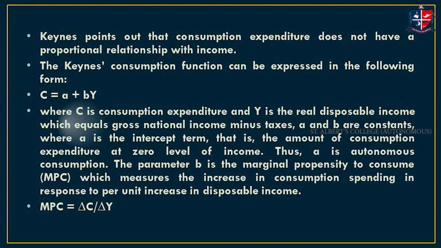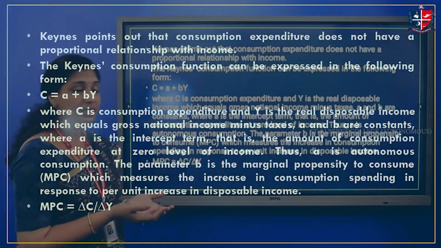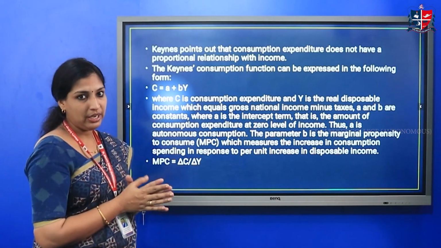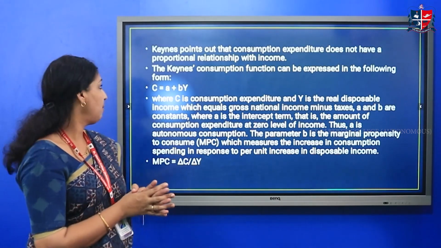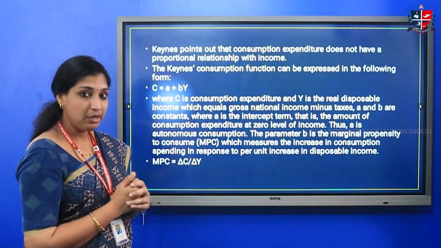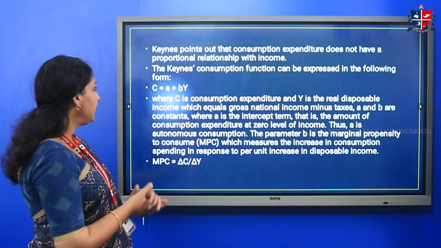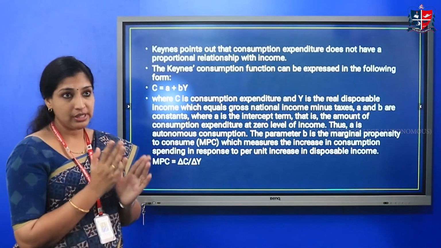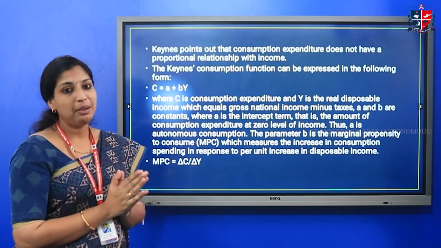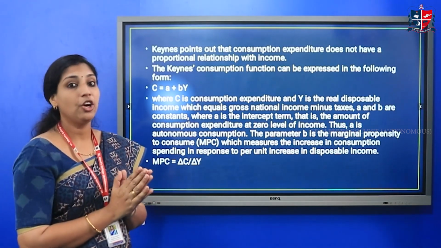Keynes points out that consumption expenditure does not have a proportional relationship with income. So, Keynes' consumption function can be expressed as C is equal to A plus BY, where A is autonomous consumption, B is marginal propensity to consume, and Y is disposable income after deducting all the taxes. A is the autonomous consumption. It means that even if our income is zero, people will consume, because consumption cannot be avoided.